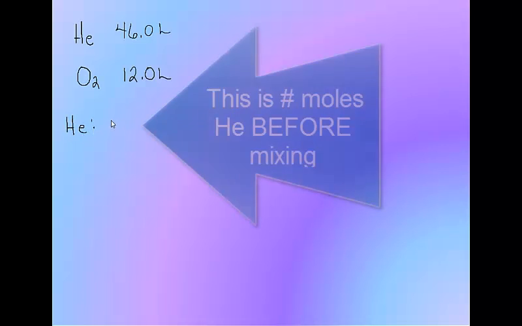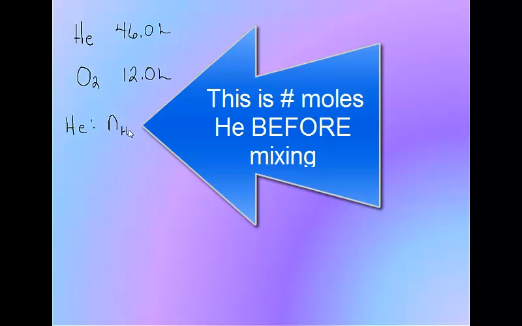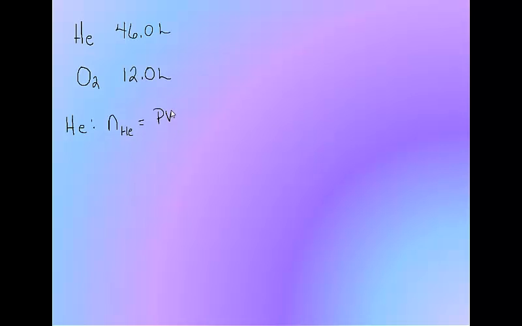I have 46.0 liters of helium and 12.0 liters of oxygen gas. Helium first. The number of moles of helium is going to be equal to PV over RT.